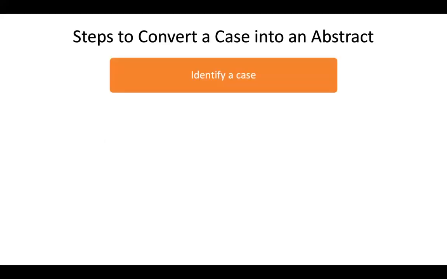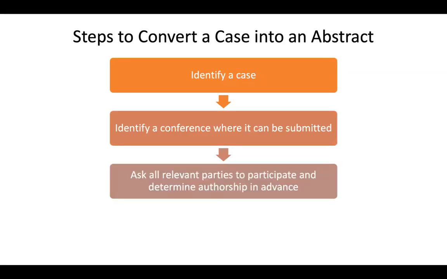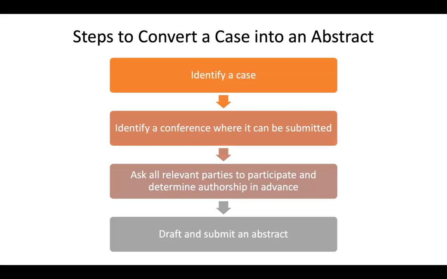And so when thinking about the steps to convert a case into an abstract, we're going to go through four major domains. The first is identifying a case. The second is identifying a conference. Next is asking everyone who to participate and then figuring out authorship. And then drafting and submitting an abstract. And we're really going to focus on the top three and actually not so much the drafting of the abstract.